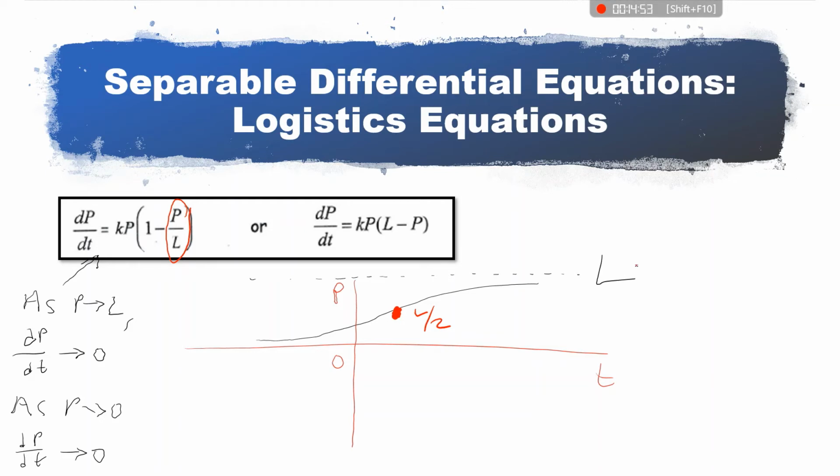Okay, so L is our carrying capacity. That's how much your environment can support. So if you release a bunch of bunnies onto a really small island, maybe that island has enough vegetation to support 1,000 bunnies. And if they get over that number, then some of the bunnies won't be eating enough to keep surviving.